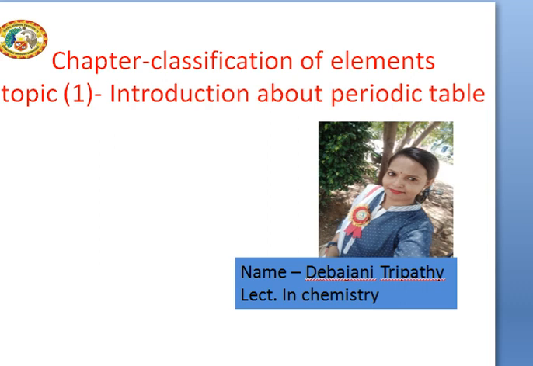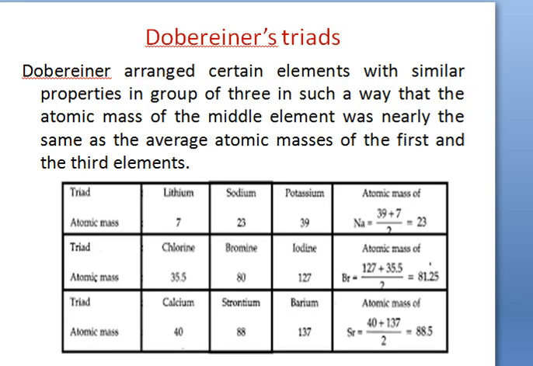So today I will talk about the history of the periodic table. First, the scientist Dobereiner tried to explain the periodic table when a maximum of 20 to 25 elements were discovered. He arranged the elements in groups of 3.